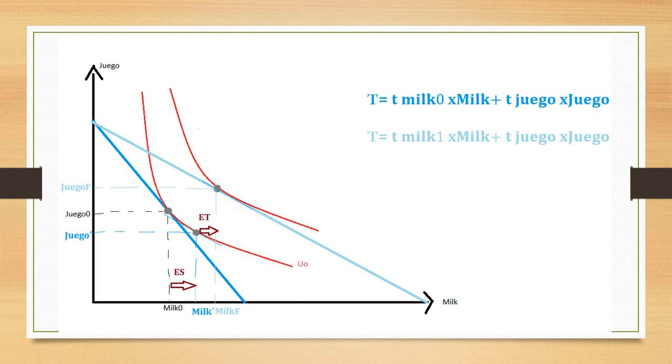So what is the conclusion of this graph? First, we can see that milk F is bigger than milk 0, so he can drink more milk. But also, with the graphs that we used, he can also play more, because juego F is bigger than juego 0. A third conclusion is that the effect of substitution and the effect of time, if you multiply them, the multiplication is bigger than 0. So that means that milk here is a normal good.